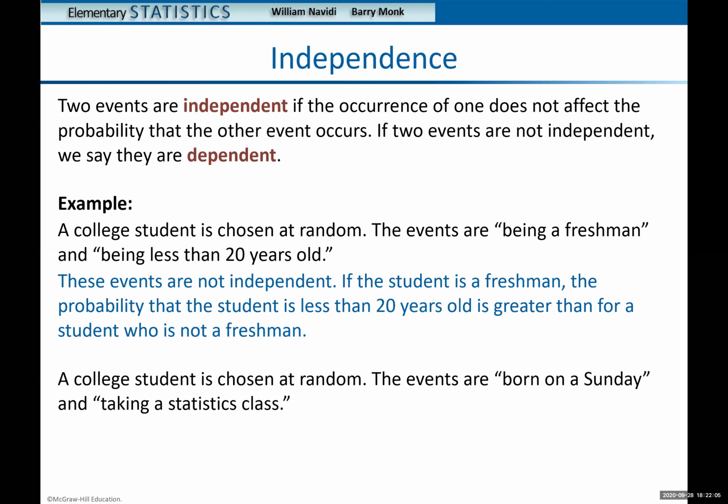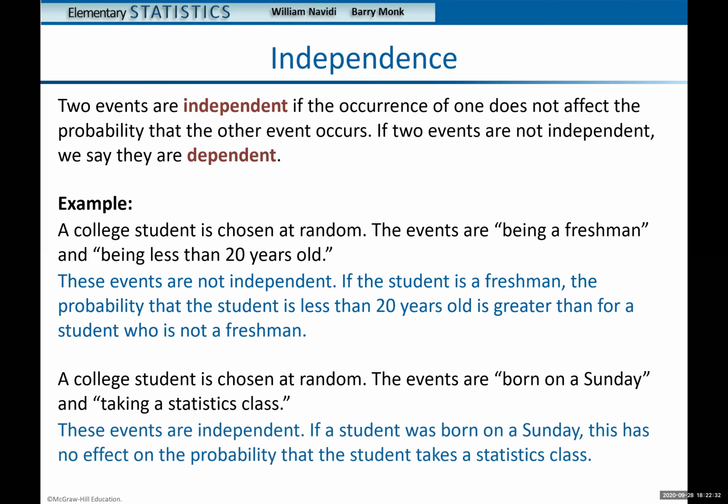How about this? A college student is chosen at random. The events are born on a Sunday and taking a statistics class. Are they dependent or independent events? Yes, these events are independent because if a student was born on a Sunday, this has no effect on the probability the student takes a statistics class.